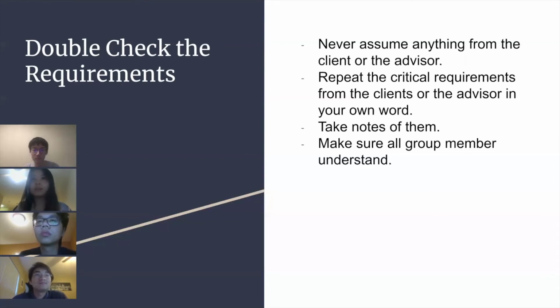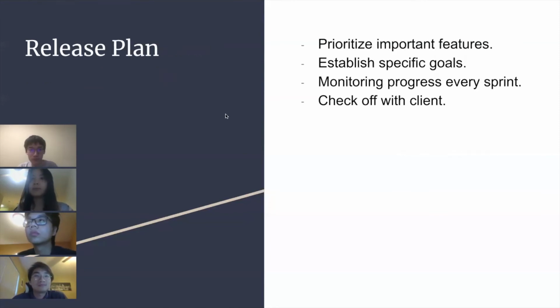Another thing we learned is the importance of the release plan. The release plan helps the team to prioritize core features and add other features according to their importance. With this plan, the team has specific goals to achieve every sprint, and we can easily monitor project progress from sprint to sprint. After completing each release, the client can sign off to make sure the project is in the right direction.